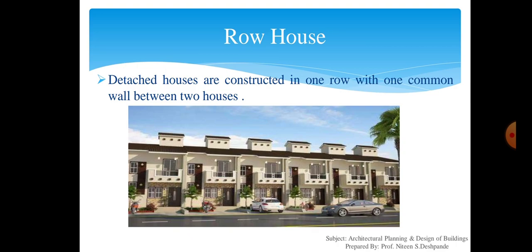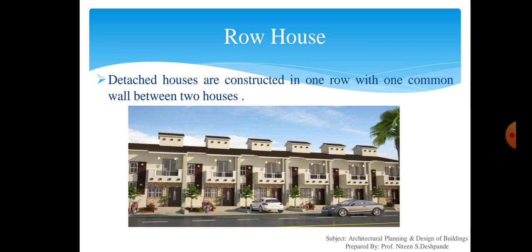So there is a difference between a semi-detached house and a row house. In a row house, the number of houses in a row is greater than two or more. So it's a type of residential building.